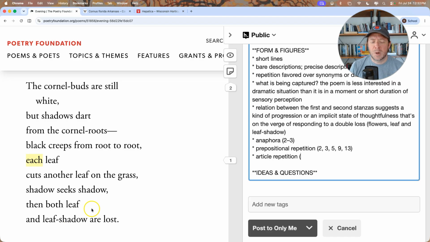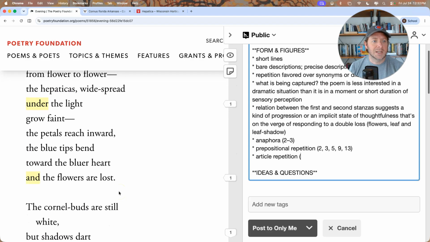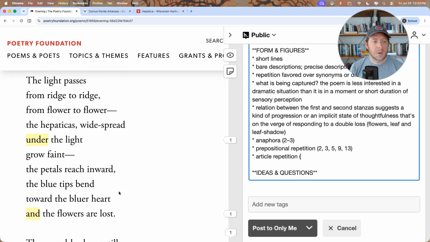And article repetition. By repetition, I'm saying the beginning of lines here. So you have lines that begin with the. By article, I mean the word the. I could also mean a or an, but here I'm just thinking of the. So line 1, 4, 7, 8. So you have the anaphora there too.